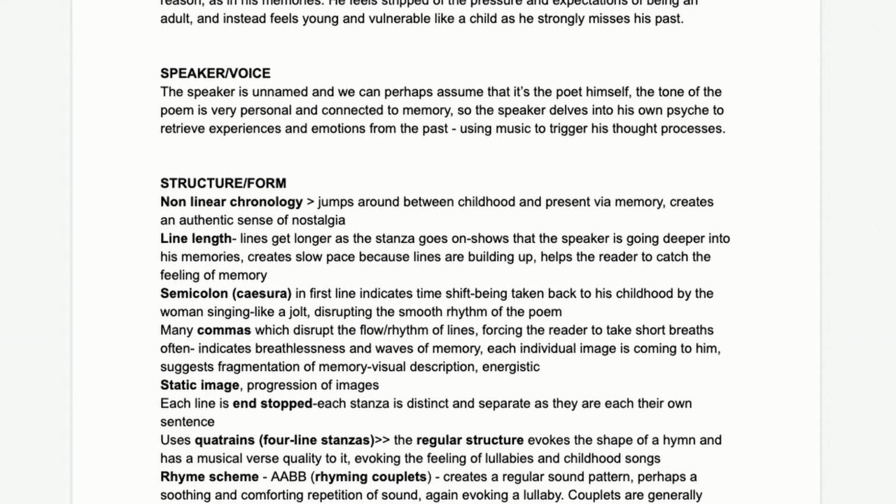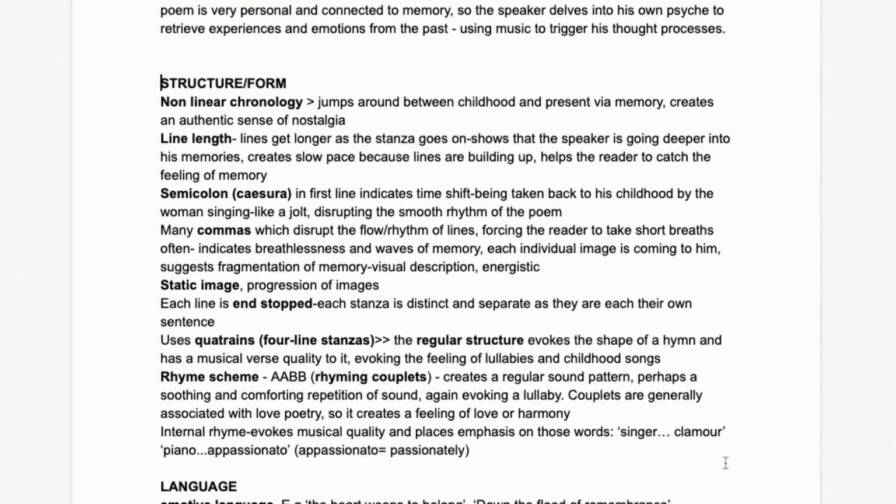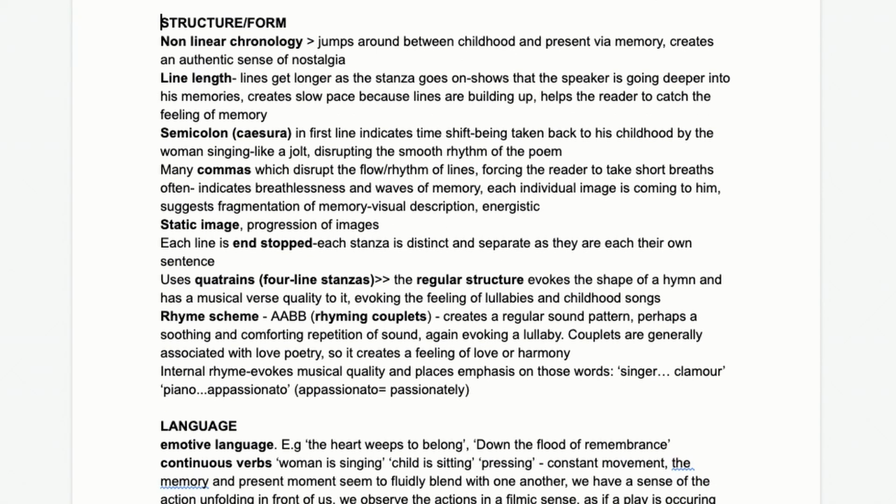So hopefully you feel connected to the poem and understand the feelings in it. We're going to go more technical now, so we're going to go into the structure, form, and language, and a little bit of context and themes just to finish off. So, structure and form wise, we have a non linear chronology. That means time doesn't move in a line, it jumps around in time between past and present.